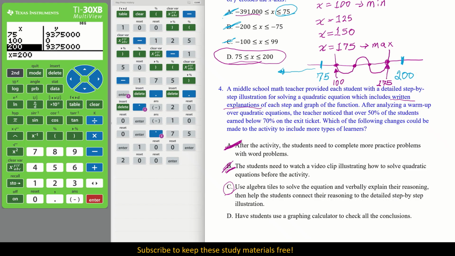So I'm going to mark B out. Okay, let's look at D. Have the students use a graphic calculator to check all their conclusions. That's just checking how wrong they are. All that's going to do is show I'm still wrong. I've just proved I'm still wrong. I don't like that one. Okay, I think we verified. C is what we need.